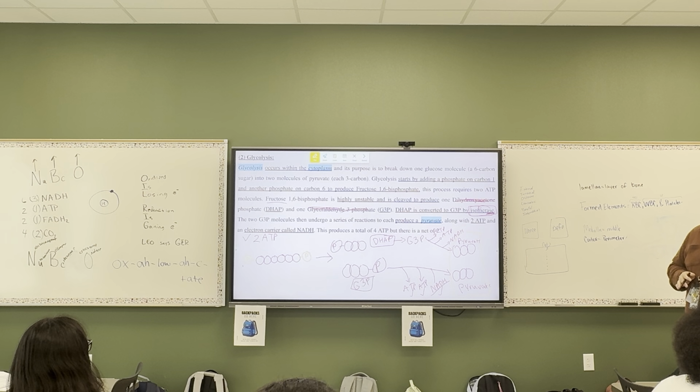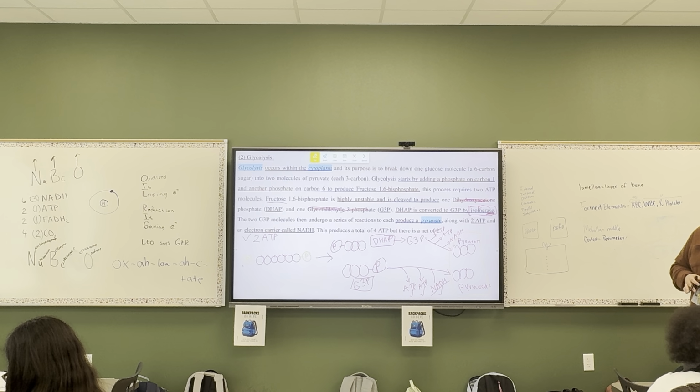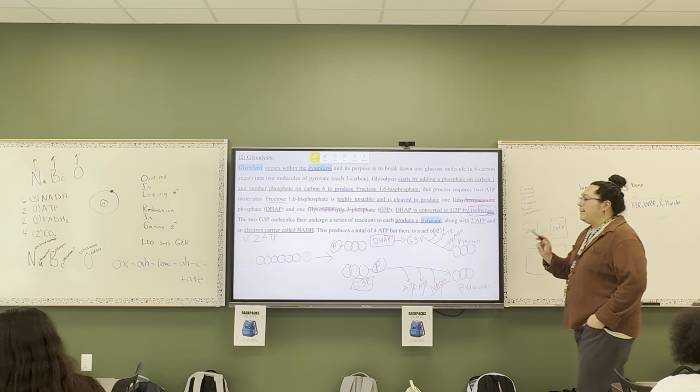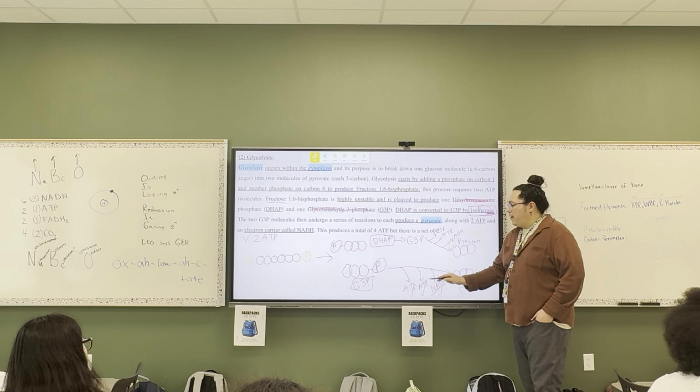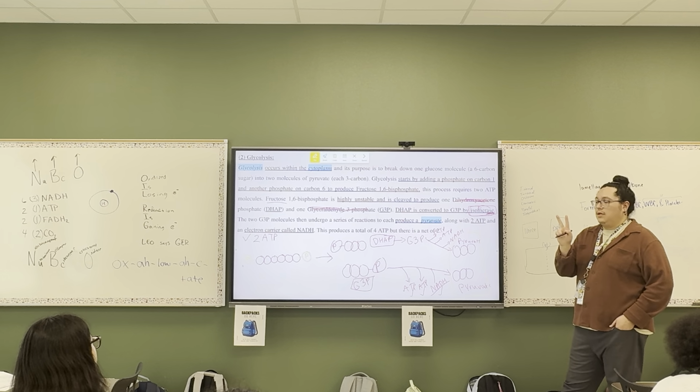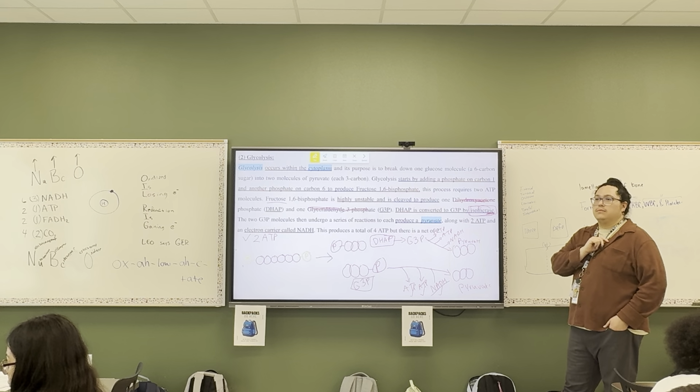I think it's question number 8. This is what are the products? So what are the products of glycolysis? ATP. How many ATPs? 4. 4 ATPs. And how many NADHs? 2. How many pyruvates? 2.